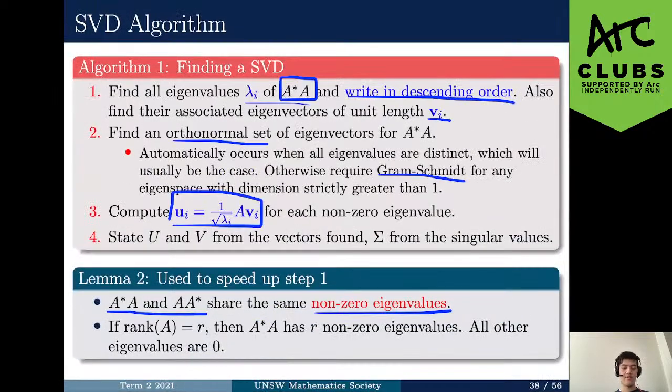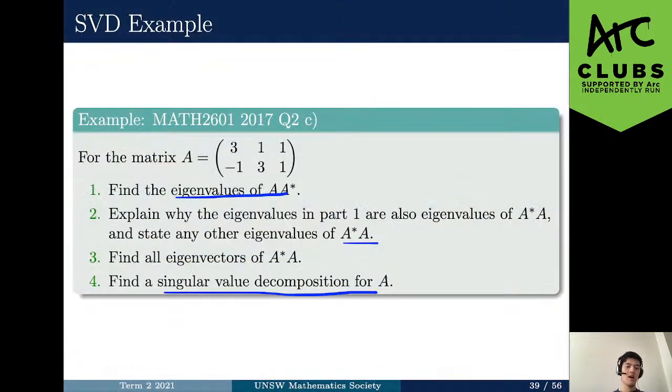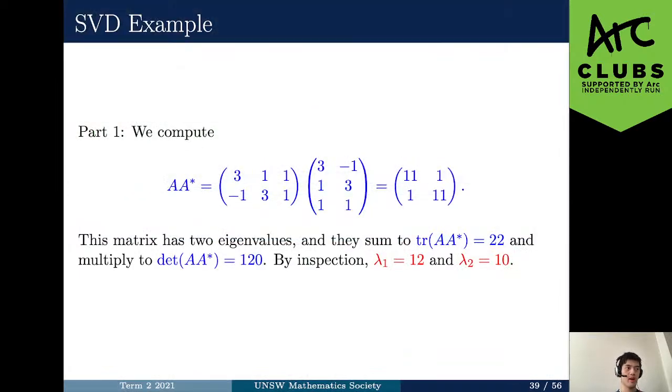Or I guess just eigenvalues, right? Because we saw in this lemma above that no matter which order I do them in, they should have the same non-zero eigenvalues. So in this case, I just need to find the eigenvalues of A A star, and that would be the same as the eigenvalues of A star A. So that's what we do. We calculate A A star. That's a simple multiplication, and we should get this. And this is a very simple matrix. We can work out the two eigenvalues are 12 and 10.